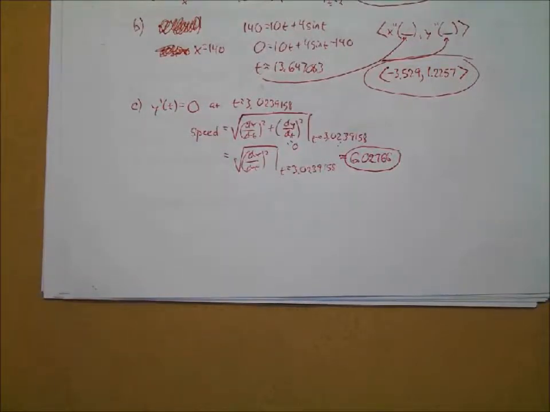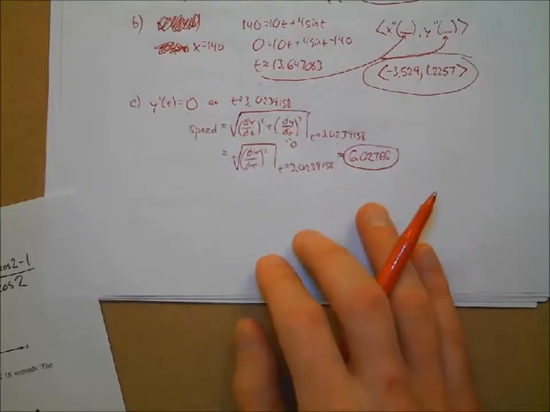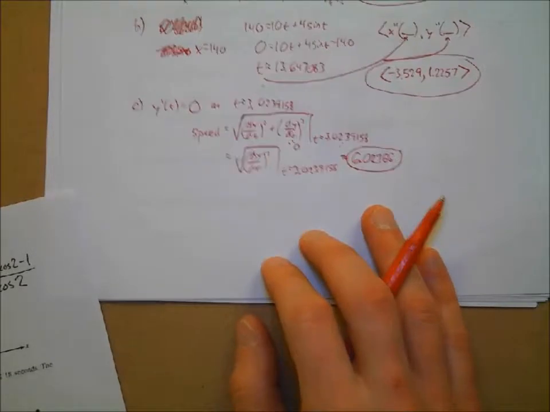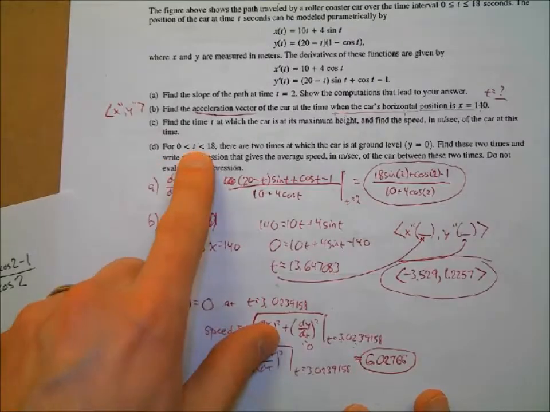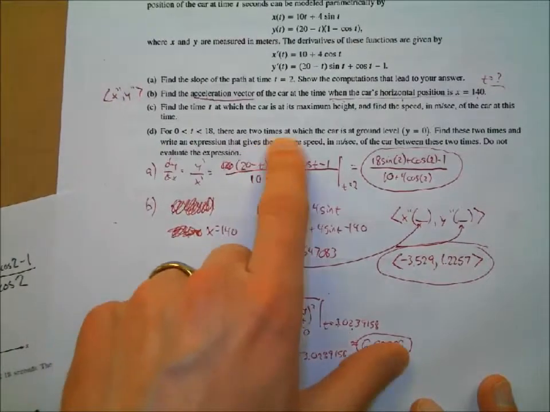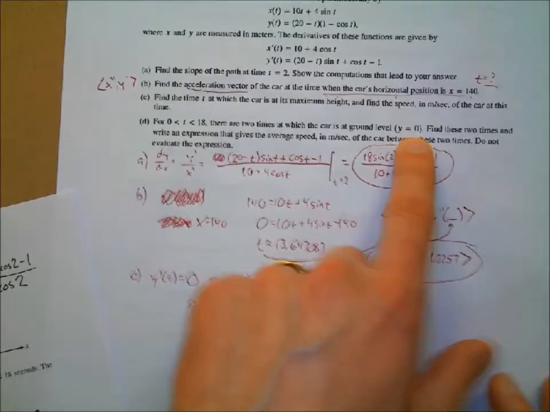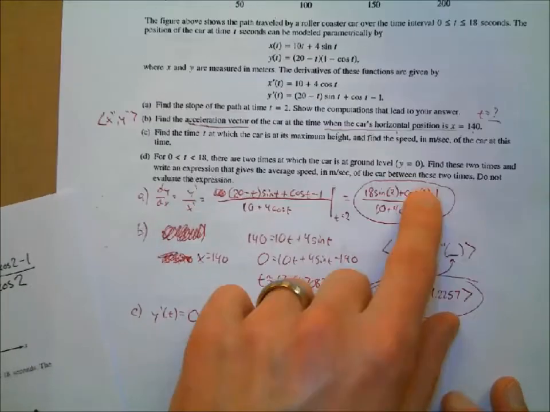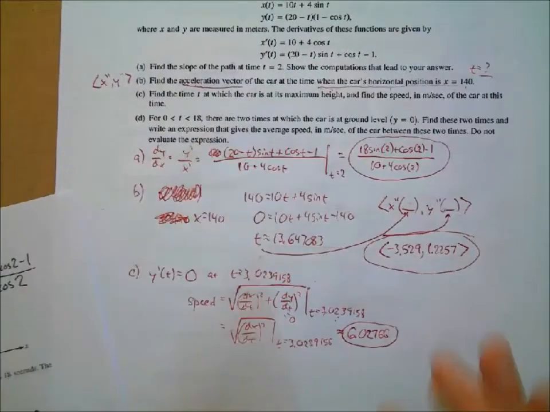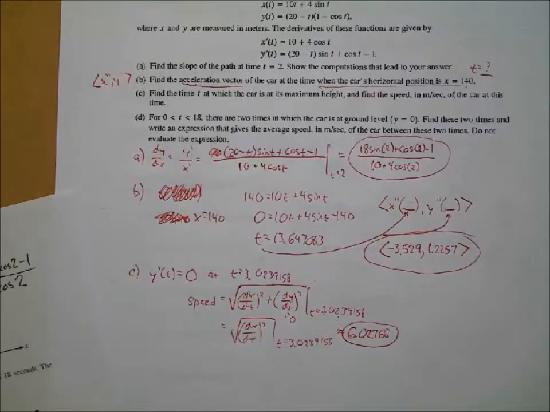All right, the last one here. Any questions up to this point? All right, last one here, letter D. Now it says for 0 less than t less than 18, there are 2 times at which the car is at ground level. That's when y equals 0. Find these 2 times and write an expression that gives the average speed in meters per second of the car between these two times. Do not evaluate this expression.